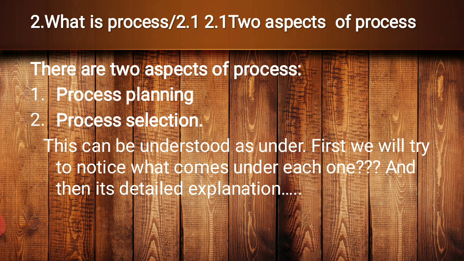Process can be divided into two main parts, not parts actually, but two main viewpoints. One is process planning, the other one is process selection. Again, the topics are self-explanatory, but we have to see them in quite some detail. So we need to understand this on a primary basis, and then we move on to the detailed explanation. See, what is process? We know process means a sequence of activities that turns raw material into finished products.